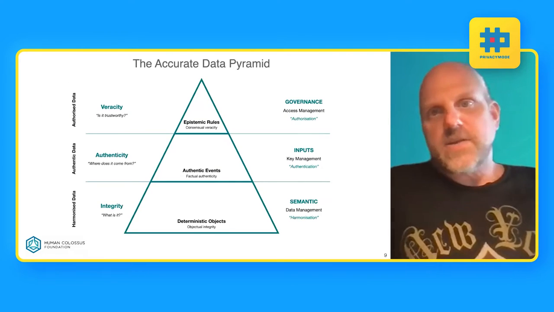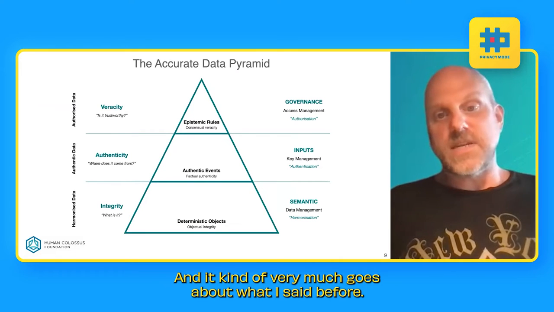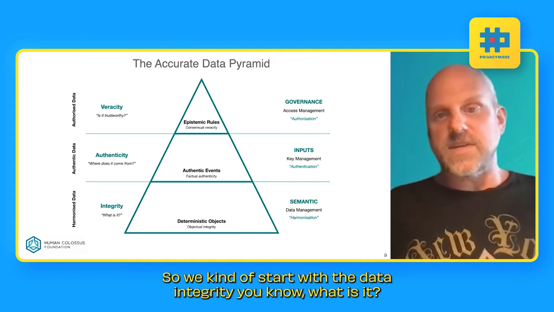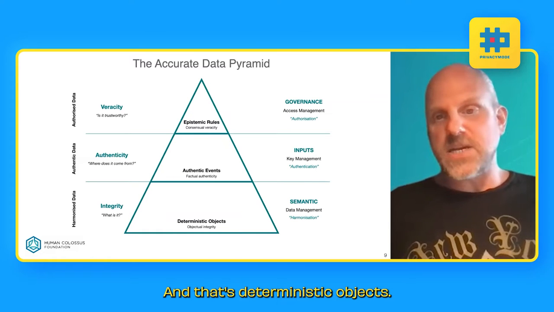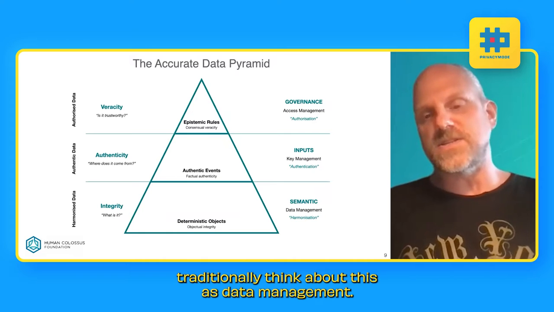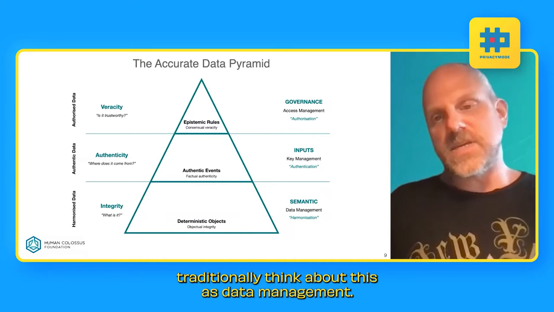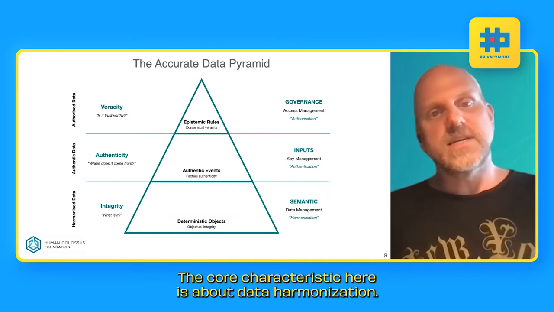This is what we call the accurate data pyramid, and it very much goes along with what I said before. So we start with the data integrity, what is it? And that's the deterministic objects. And traditionally you can think about this as data management. The core characteristic here is about data harmonization.